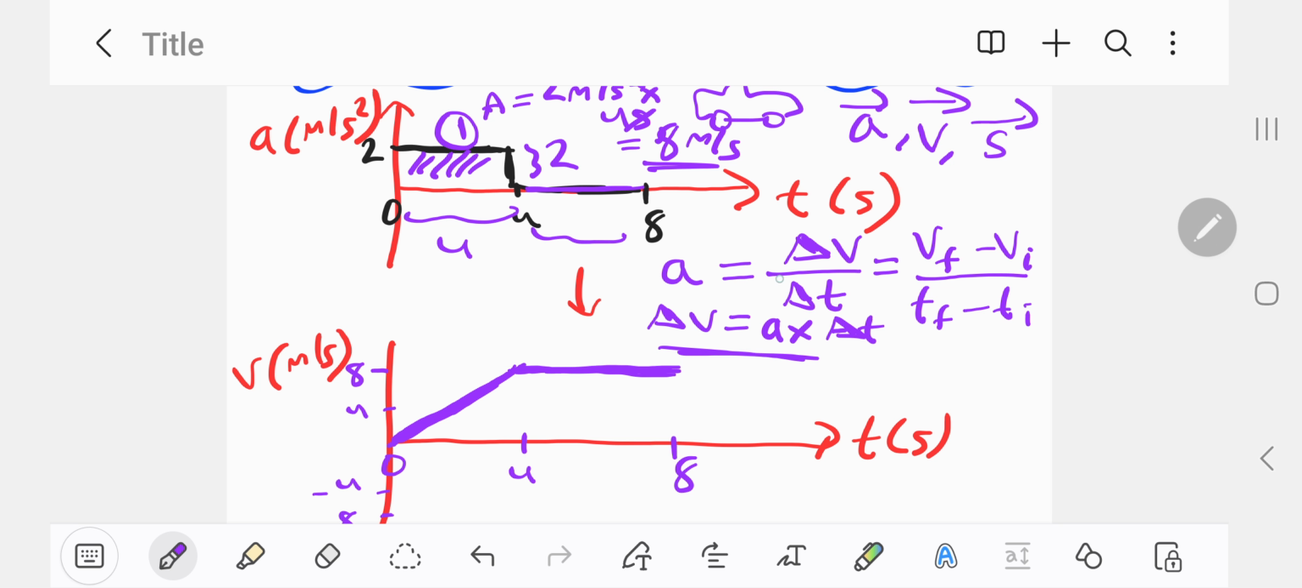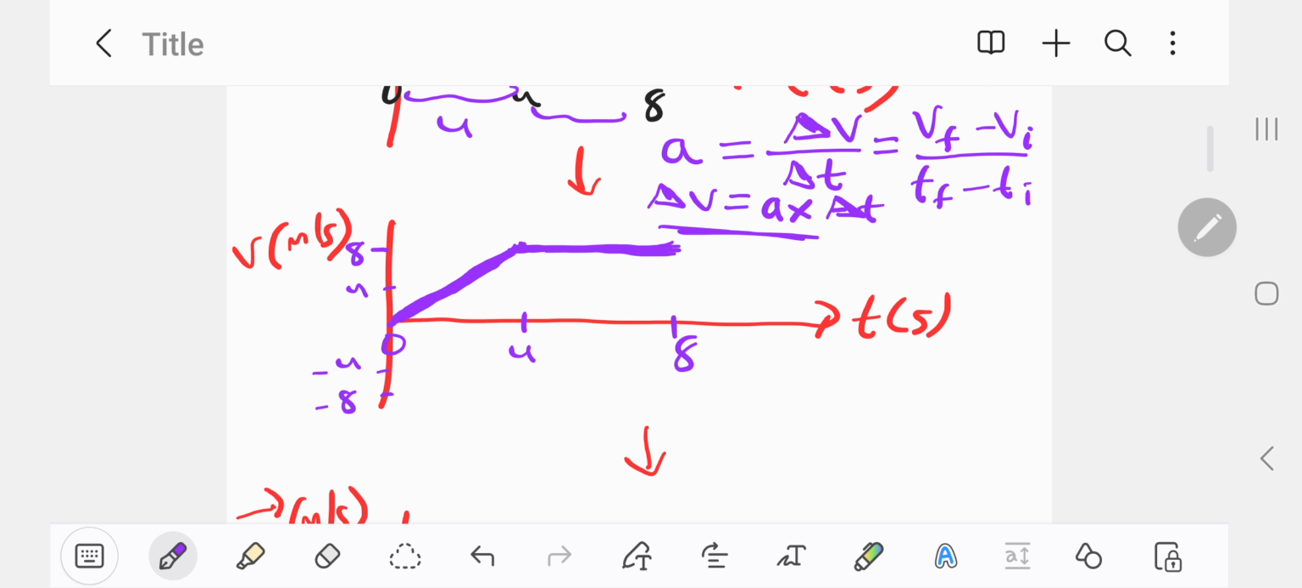Acceleration is velocity over time. If you take the velocity here, 8, and divide it by the time, which is 4, you get back 2 meters per second squared, which is up here, a flat line. That's why it has to be a straight line like that. Okay, and then it's flat after that.